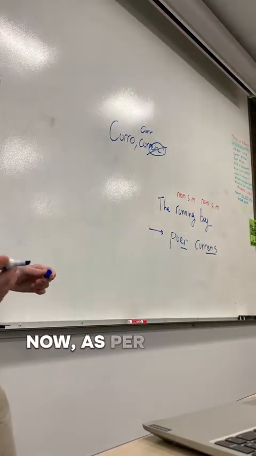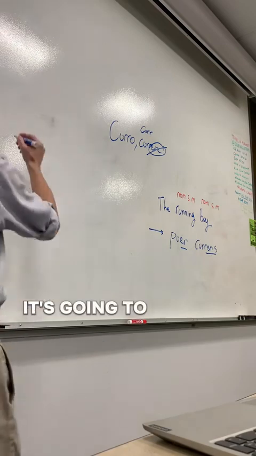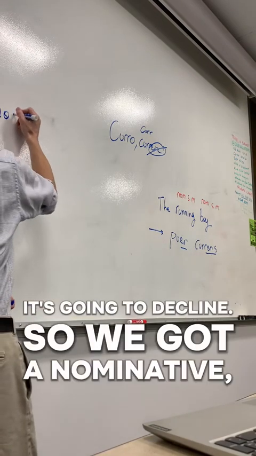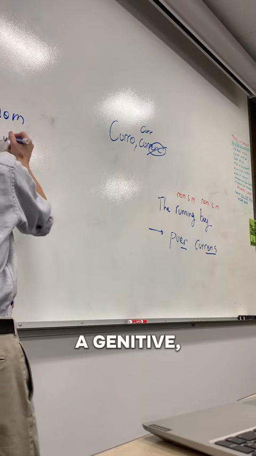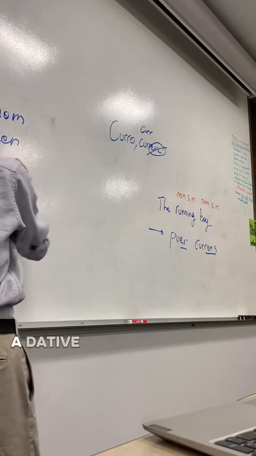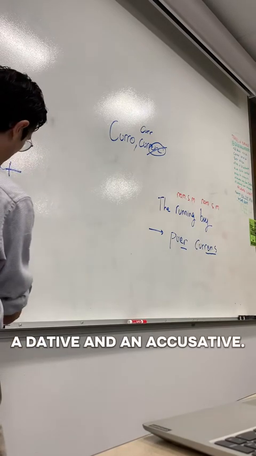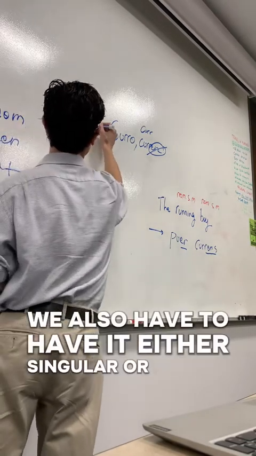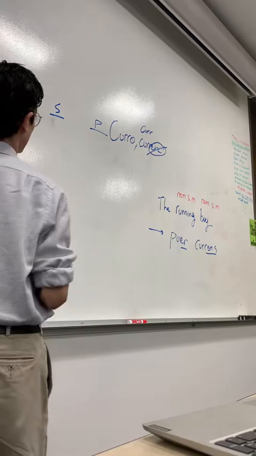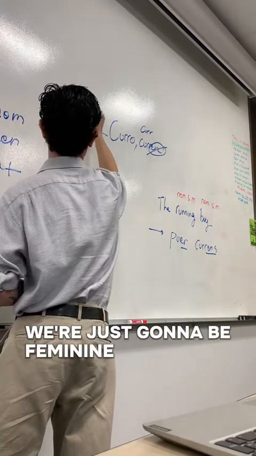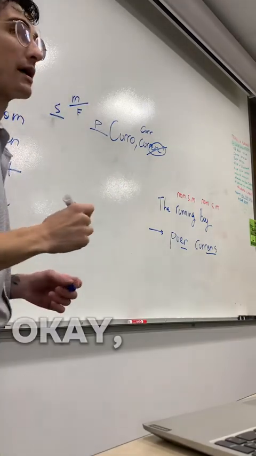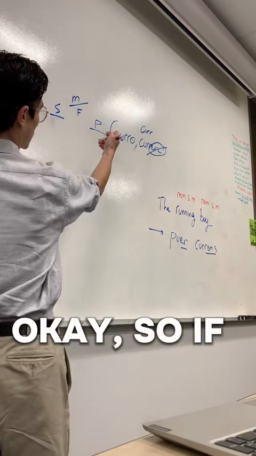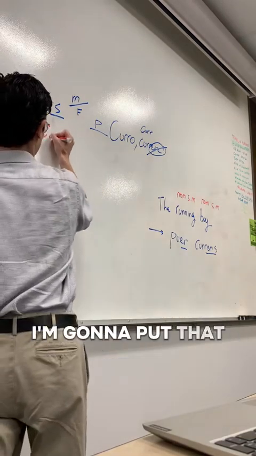Now, as per the use, it's going to decline. So we got a nominative, a genitive, a dative, and an accusative. We also have to have it either singular or plural. We're just going to do feminine right now. Okay. So, if I already have my base, I'm going to put that there.